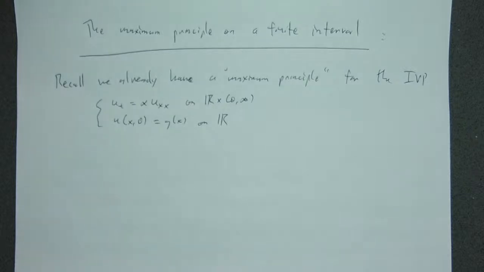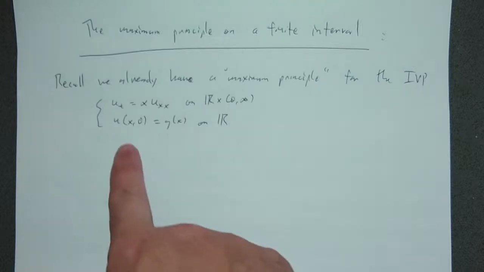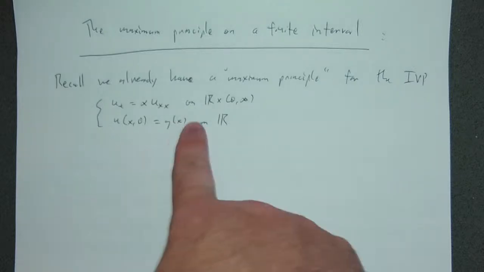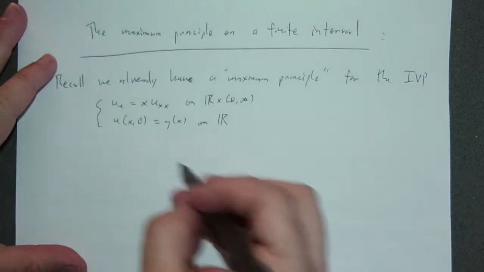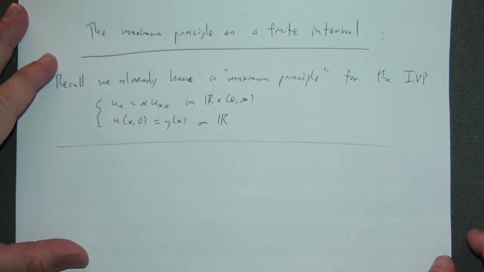What did that maximum principle say? It said that basically the value of the solution was never greater than the max value of that initial distribution, the initial data. So this max value at time t equals 0 actually provided a max value for the solution on that entire domain. So that's certainly a nice fact. But it turns out we can say more if we restrict our attention to a finite interval.